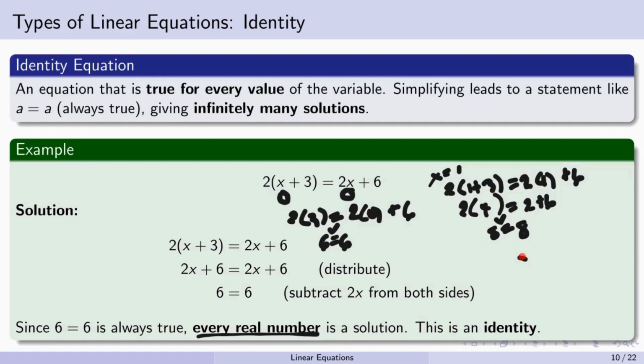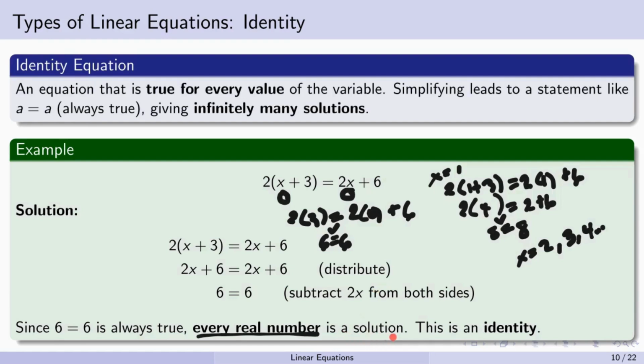And also 2. And also 3. And 4. And so on and so forth. And even negative numbers. We can also substitute negative numbers and the equation will stay true. So, this kind of equation or linear equation is called an identity equation if every real number is a solution.